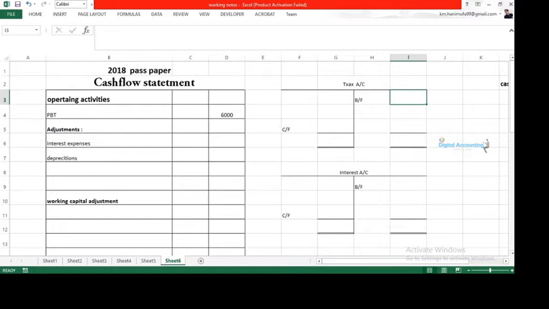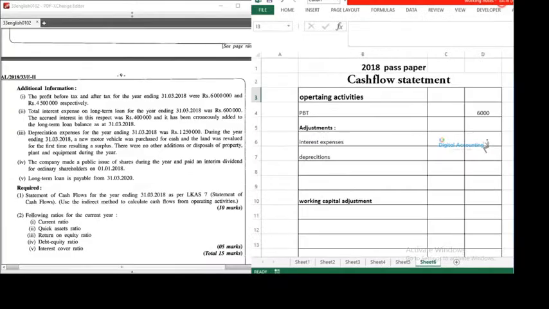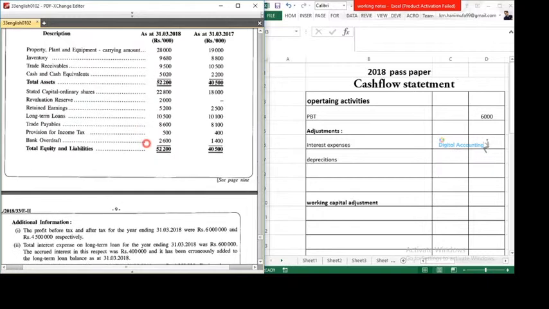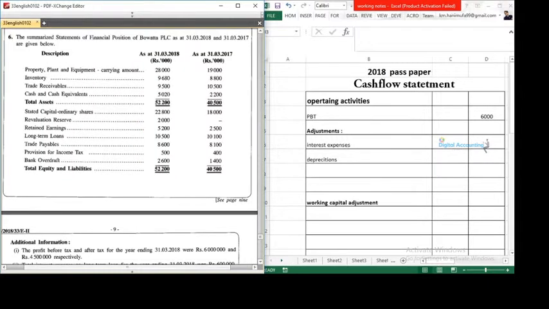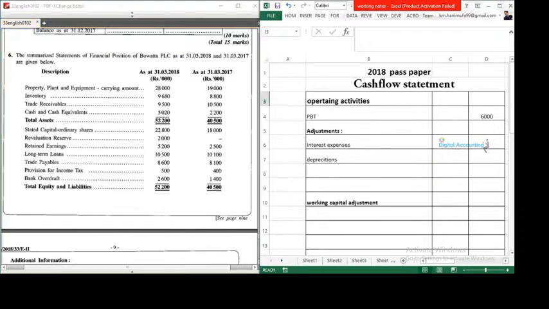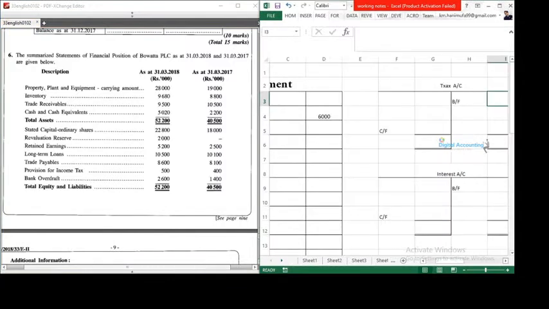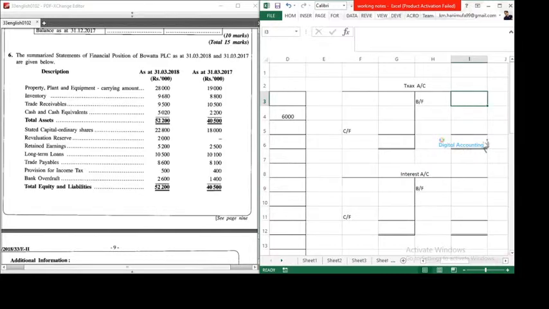The first is the T-form method. How to do it: we need to find how much the tax is for the year. You can see here the provision for the income tax is given for 2018 and 2017. You can see the 400 rupees here. This 400 rupees is the brought forward. The final is the 2018.